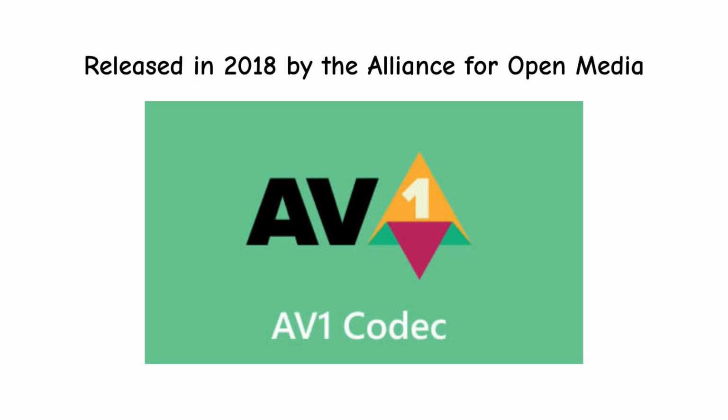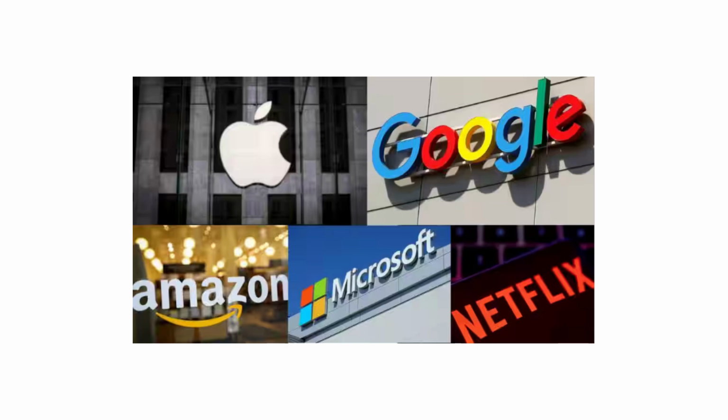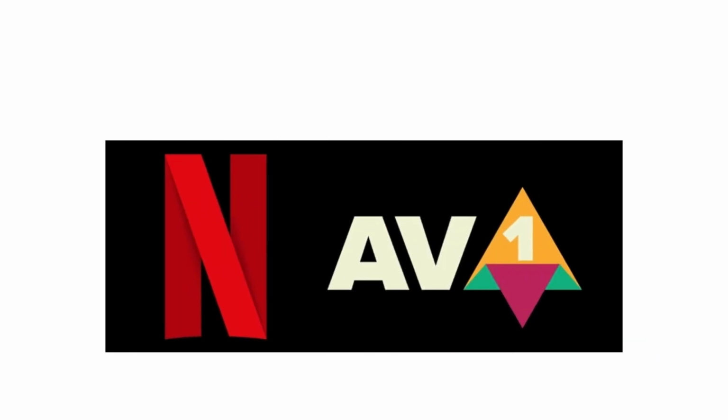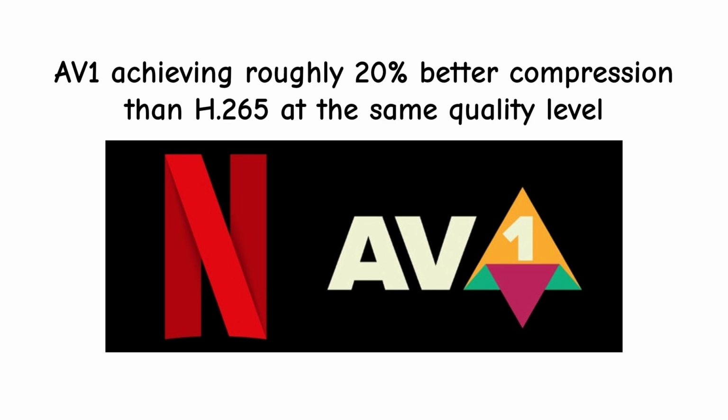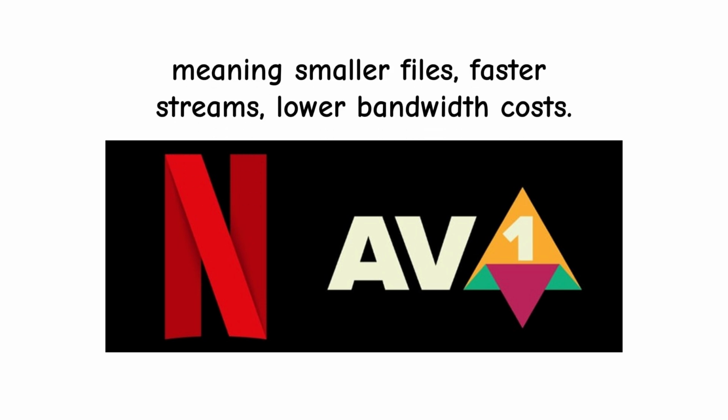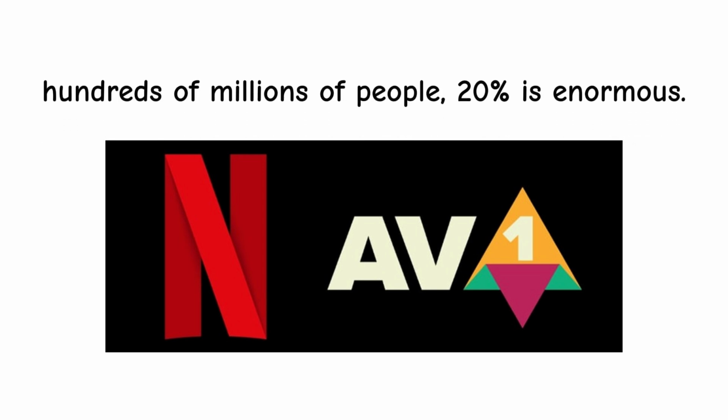Released in 2018 by the Alliance for Open Media, a coalition that includes Google, Apple, Microsoft, Netflix, Amazon, and Mozilla. AV1 was built to be two things: better than H.265, and completely royalty-free. The numbers back it up. Studies from Netflix's own engineering team showed AV1 achieving roughly 20% better compression than H.265 at the same quality level, meaning smaller files, faster streams, lower bandwidth costs. For a company streaming to hundreds of millions of people, 20% is enormous.